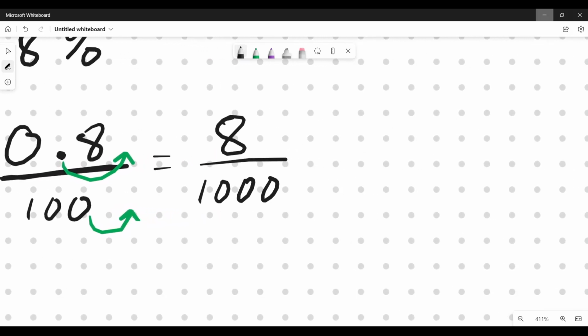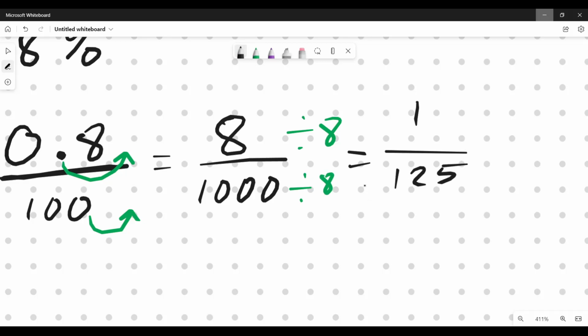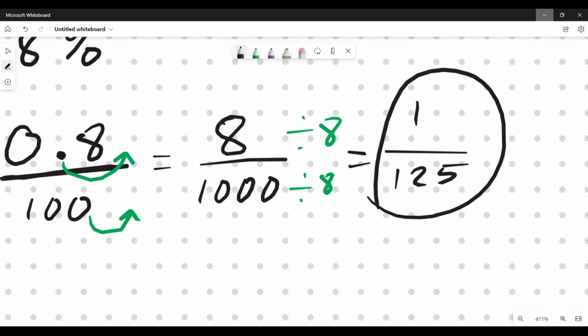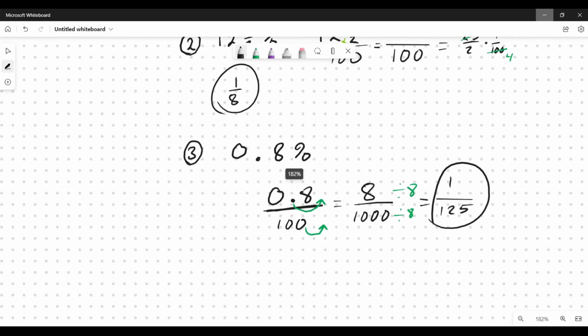Now we need to reduce that thing. What is this going to reduce by? 8. Sure. What's 8 divided by 8? What's 1,000 divided by 8? 125. It is 125. 1 over 125 is, in fact, the answer. Does that make sense to everybody? Even though it took a long time to get there? Because I had to stop and think too much.